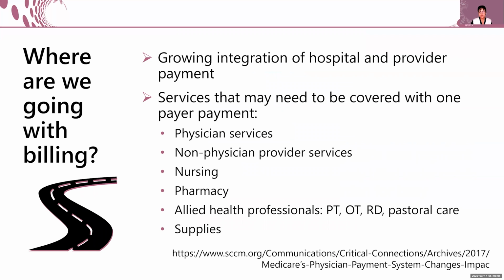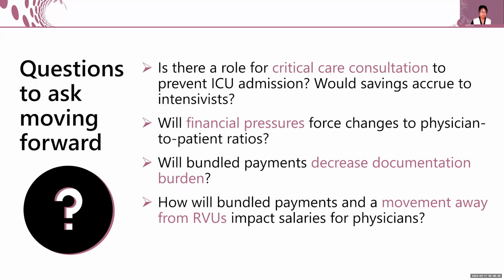So where else are we going? We're seeing a growing integration of hospital and provider payment. So instead of the intensivist billing and the hospital billing and the consultants billing, you're seeing one payment altogether, which means that the hospital has to figure out how to pay for physicians, non-physician providers, nurses, pharmacists, all of these other people and services, allied health professionals, supplies. They all have to pull it out of one bucket. And you can imagine that within a given healthcare organization, the decisions about how to allocate those funds could be pretty fraught.